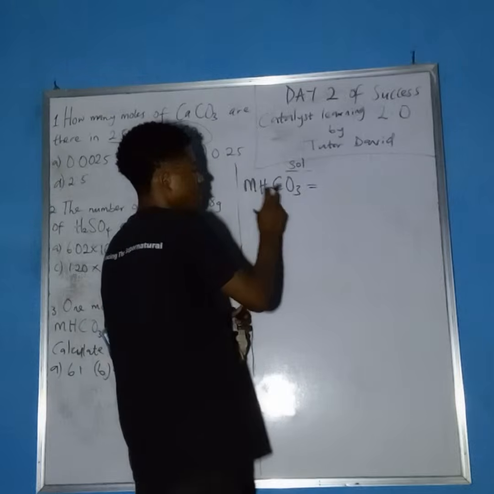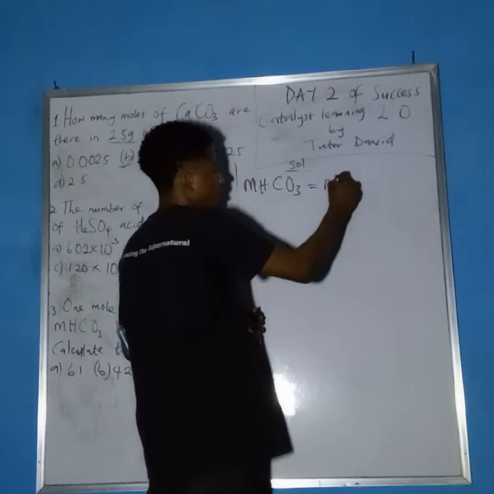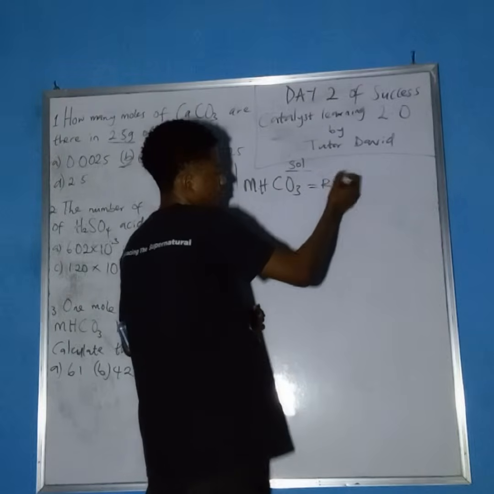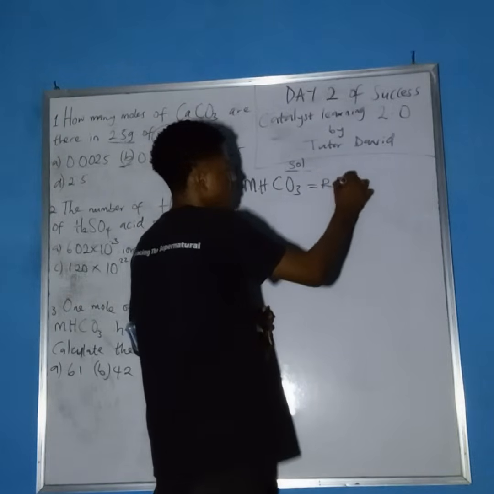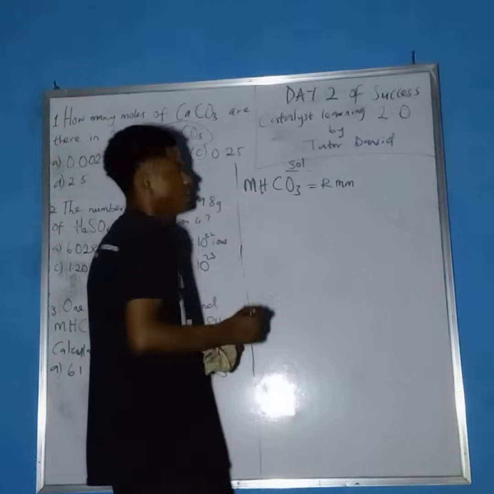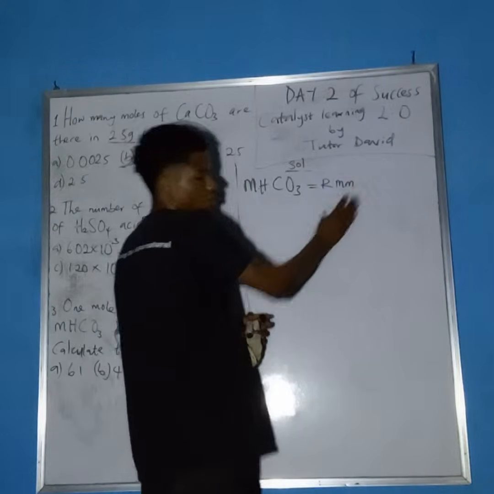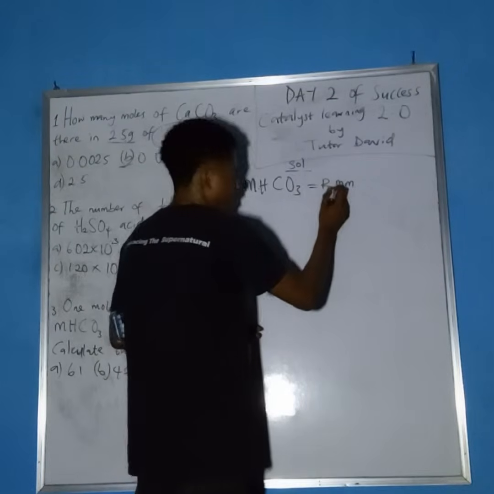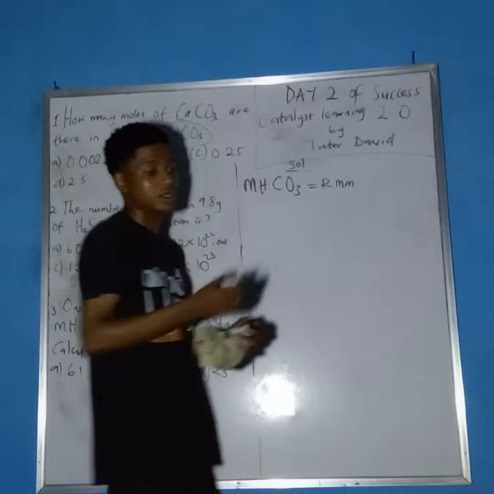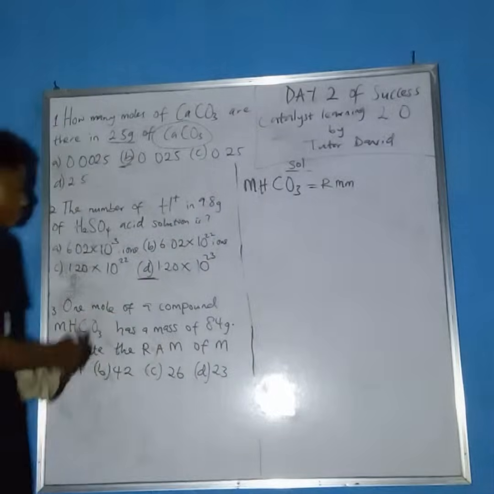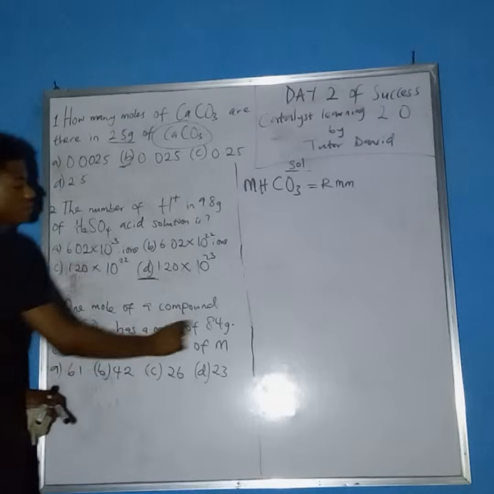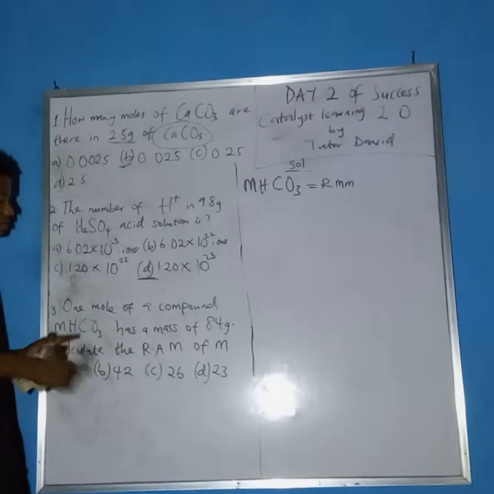So NHCO3 equals what? Let me say the relative molar mass, RMM. So this is the relative molar mass of the whole compound. Now remember they stated the relative molecular mass of the compound to be 84. They said 1 mole of a compound NHCO3 has a mass of 84 gram. Calculate the relative atomic mass of N.